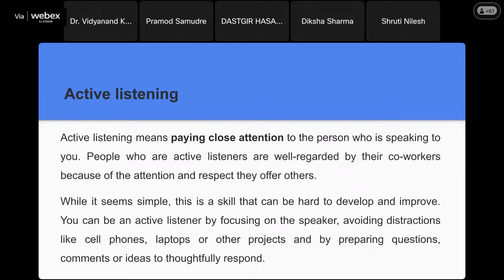While it seems simple, this is a skill that can be hard to develop and improve. You can be an active listener by focusing on the speaker, avoiding distractions like cell phones, laptops, or other projects, and by preparing questions, comments, or ideas to thoughtfully respond. When you're listening to somebody and you're just surfing the web or your phone, that is not a good sign.